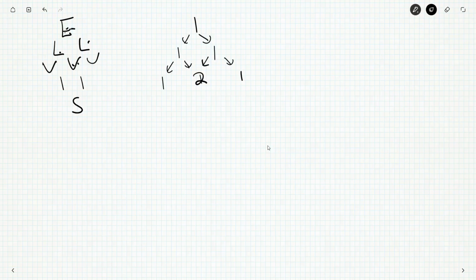And then how many ways are there to get to the I? Well, there's one way from the leftmost V and two from the middle V. So there's 3 ways to get there. And in total, we have 6 ways we can spell Elvis. And that's what this question reminds me of.